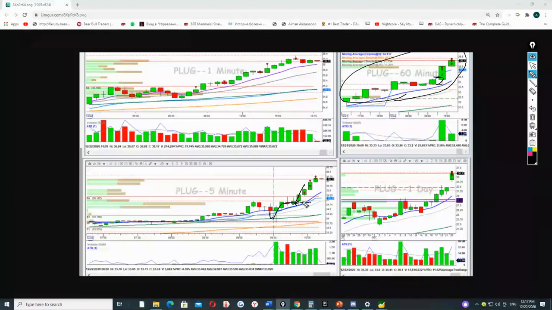Sam took it to the long side and rode it all the way to the high of the day, 36 something. That was ideal. I love that. I love the patience. Now, where could you have added into this setup? You could have added here.